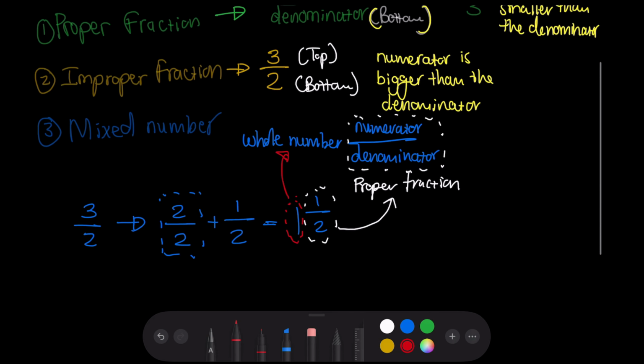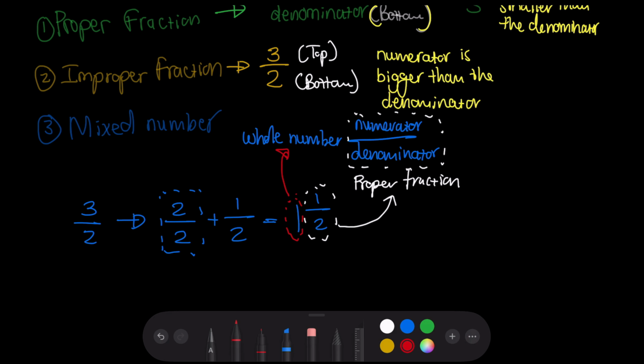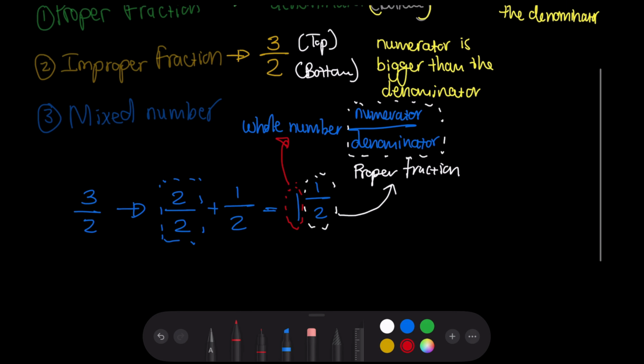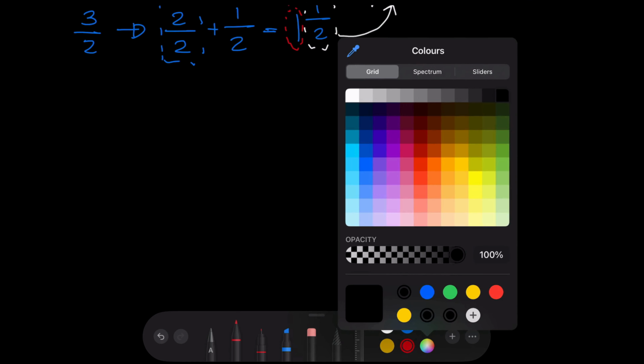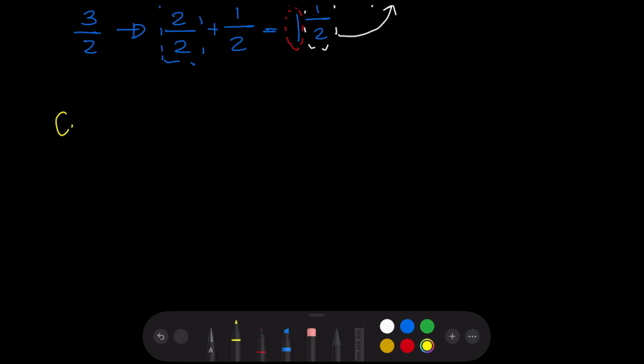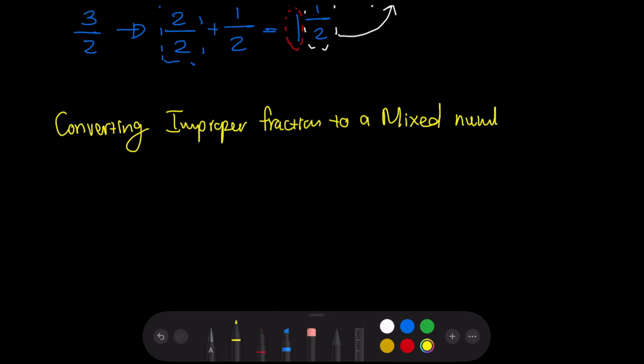So now that we have defined our three kinds of fractions, we will now understand how to convert improper fractions to mixed numbers and then mixed numbers to proper fractions. Okay. So let me give an example. In this example, what are we doing? We are converting an improper fraction to a mixed number. This is what we are doing.